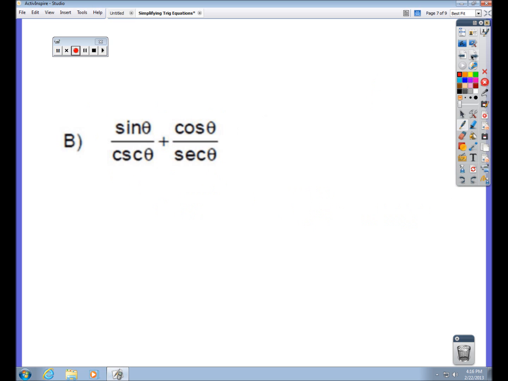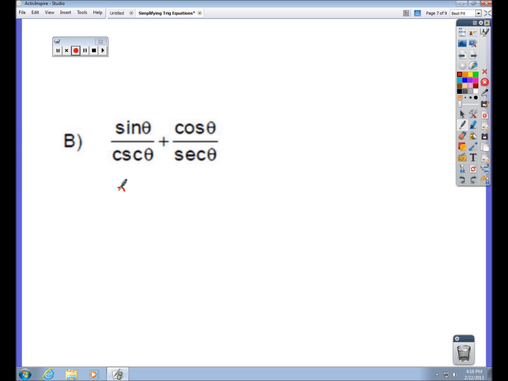Okay, now let's look for part B. We don't have anything squared, so Pythagorean is probably not going to help us right now. It may later, but for right now it's not. So again, another thing you should always try to do is, if you've got 4 different functions, we have sine, cosecant, cosine, and secant. Let's try to change everything to sines and cosines.